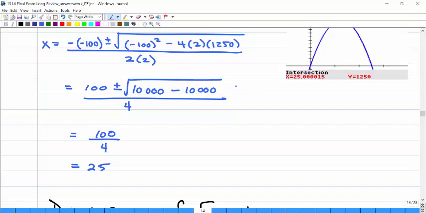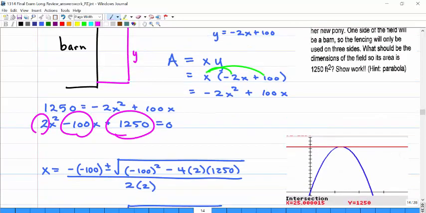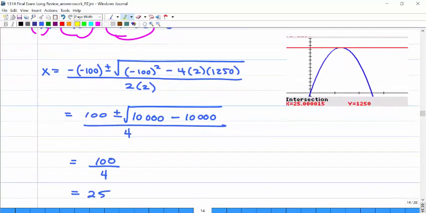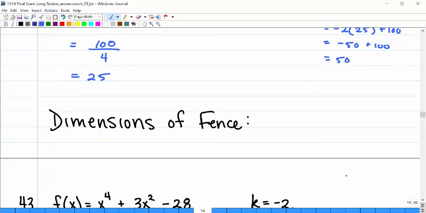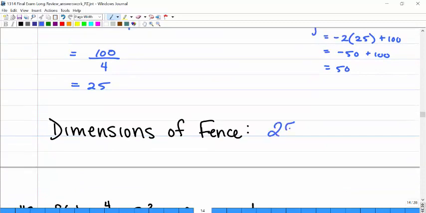So when x is 25, what is y? Go back up here. My y was equal to negative 2x plus 100. So if y equals negative 2x plus 100, and I found out that to maximize my area, x had to be 25, y is going to have to be negative 2 times 25 plus 100. So negative 50 plus 100 is 50. So the dimensions of my fence need to be 25 feet by 50 feet.